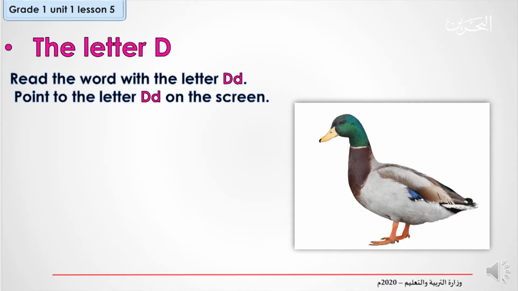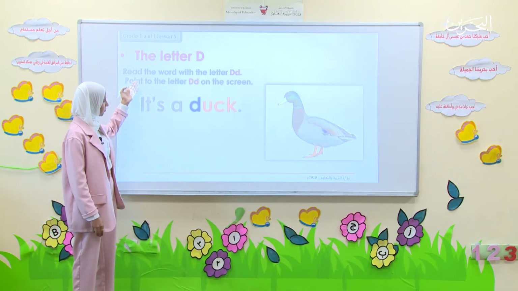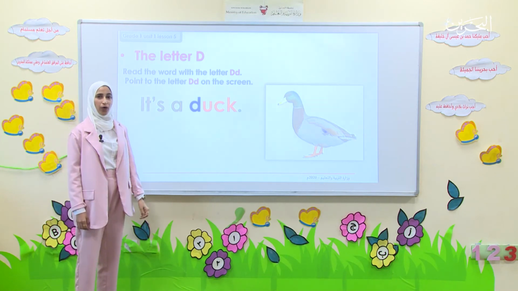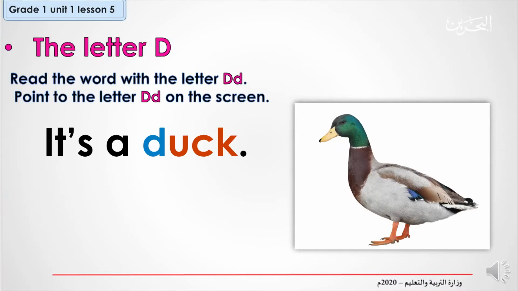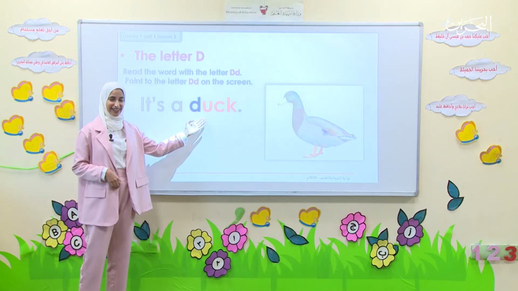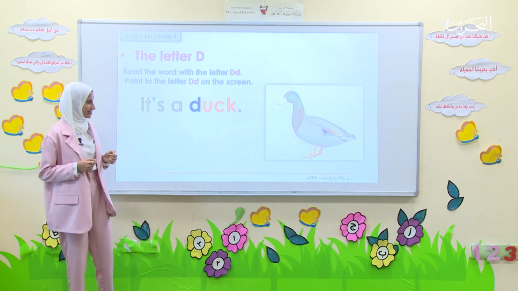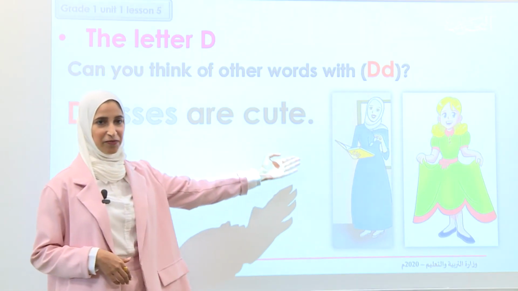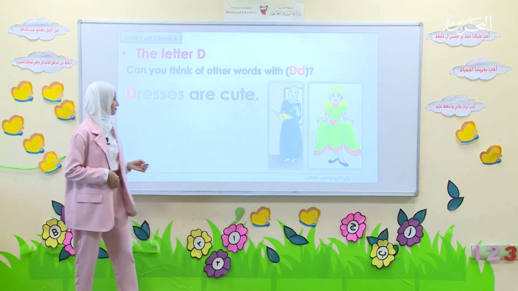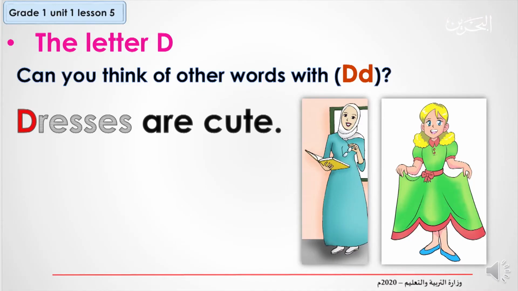In this activity, I want you to look at the picture and then you have to read the word with the letter D and then point at the letter D. Let's read together. It's a duck. Duck. Excellent. Now where's the letter D? Where is it? Wonderful. Good job. You can look at the pictures for help. Dresses are cute. Dresses. Excellent.